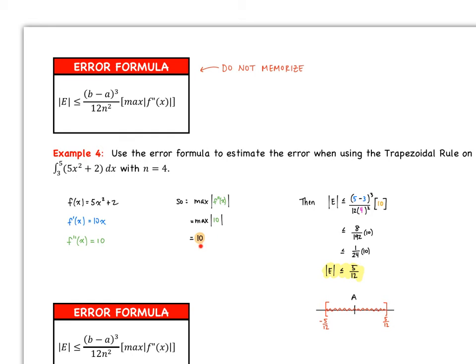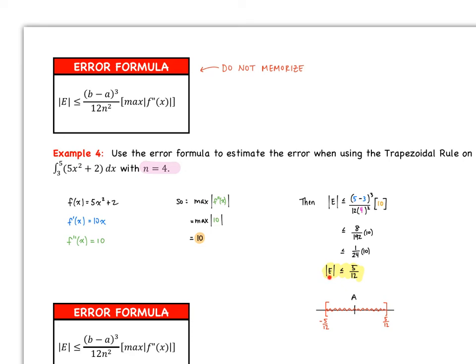All right, so now we're just going to plug into our formula. We know what b and a are because we're looking at our integral from 3 to 5. So 5 minus 3 cubed over 12 times, we wanted n to be 4, okay? So that's where we get this guy. And then we said our maximum of our second derivative, the absolute value, was 10. And now it's just a matter of going through and cleaning this up. So 5 minus 3 cubed, and then 12 times 4 squared, 192 times 10, just cleaning it all up.